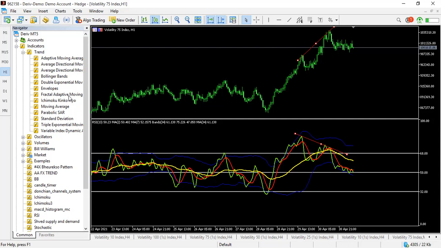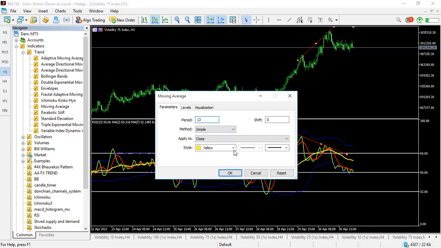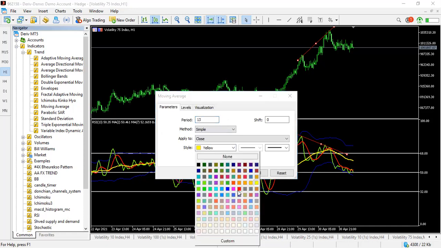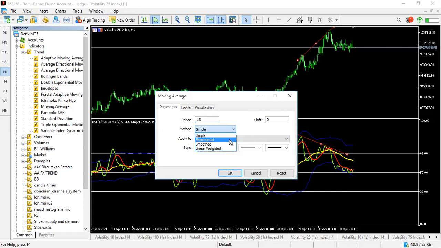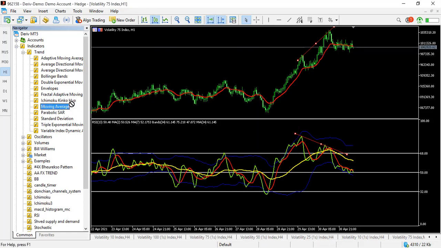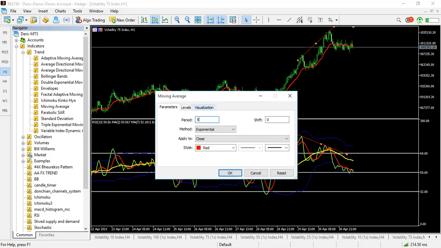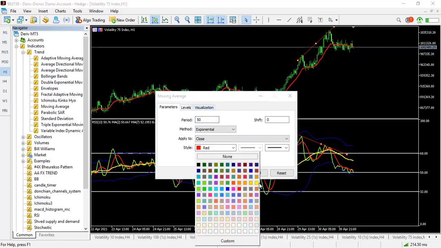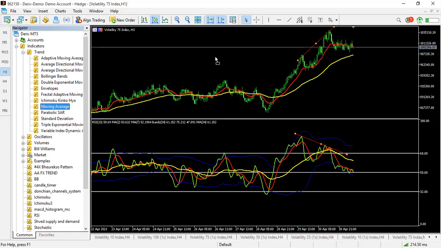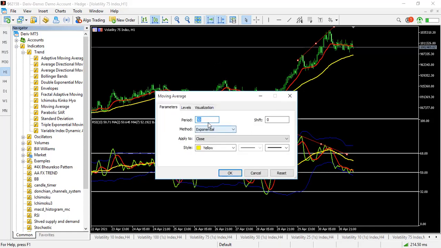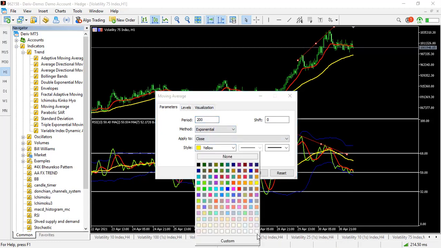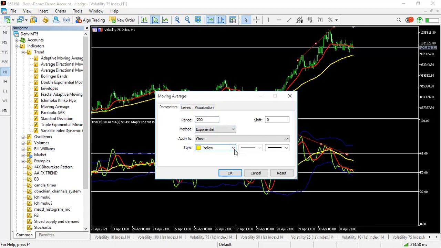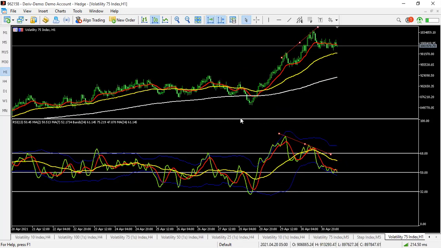So let me just quickly add some moving averages to the main chart. Let me make this 13. Let's make this red, then exponential. Click OK. Let's add the 3rd one. This should be 50. Let's make this yellow and click OK. Then let's add the 3rd one, which is 200. Let's make this white. Click OK. All right, I think we are good to go right now.